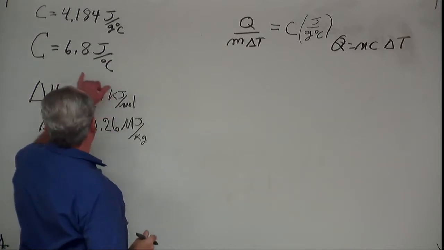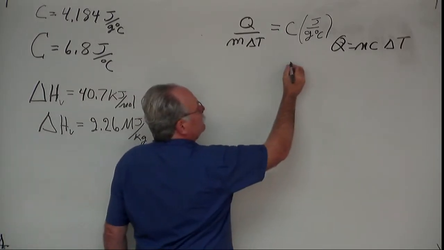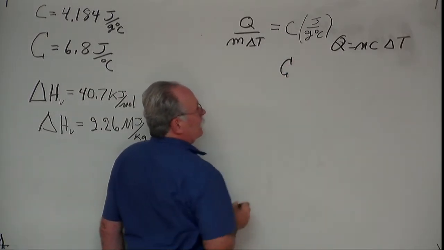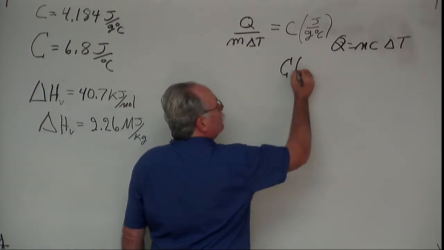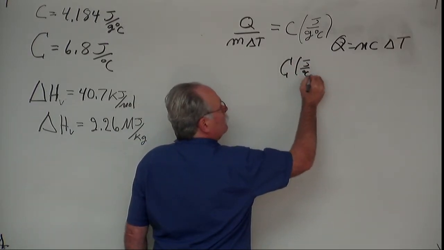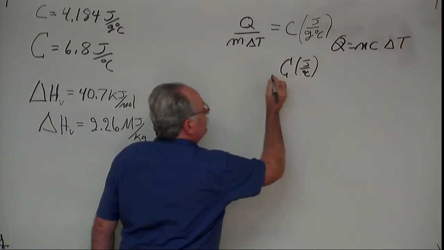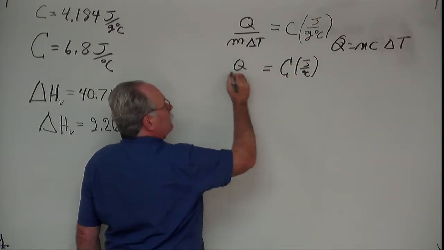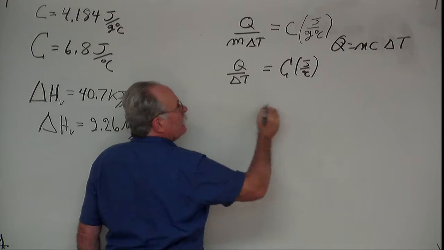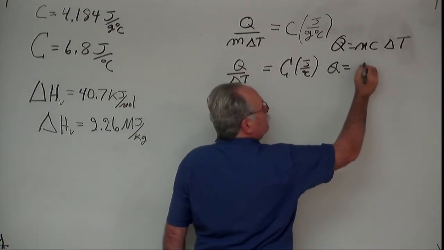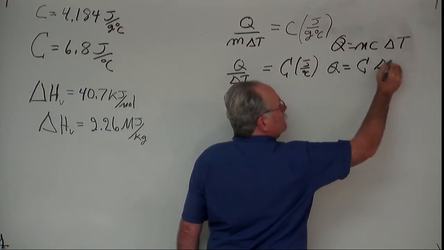Okay? Now I come to my next one. I have a capital C. This is the capacitance of an object. Okay? And it has the units of joules per degree C. So following the logic before, this would be equal to Q over delta T. So it becomes Q equals capital C delta T.